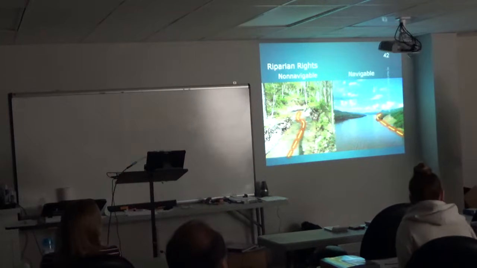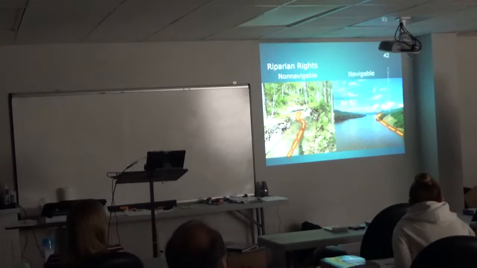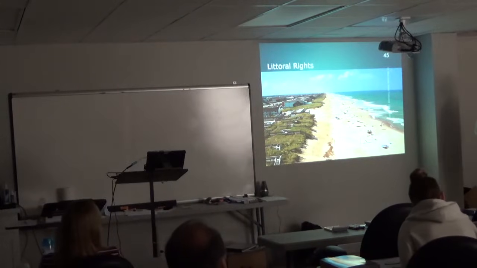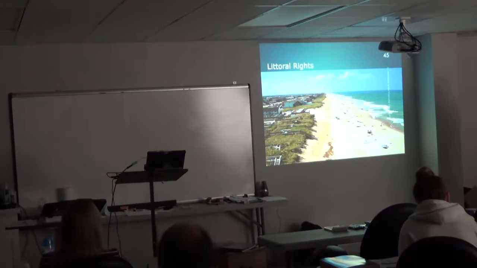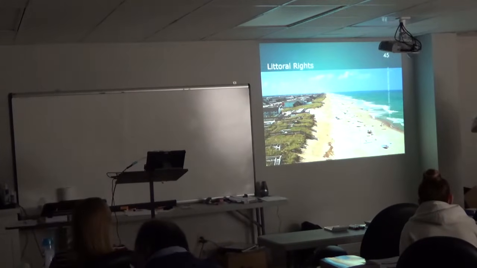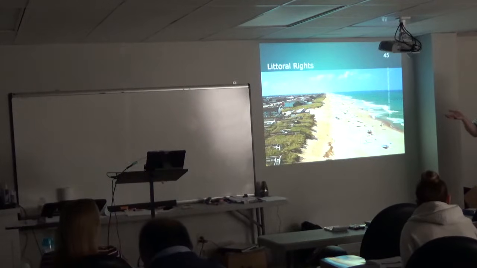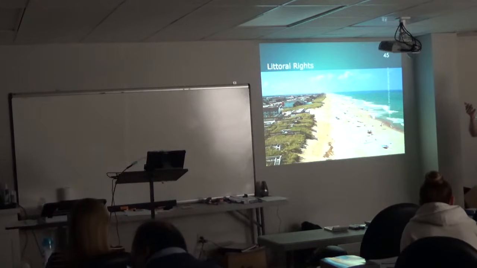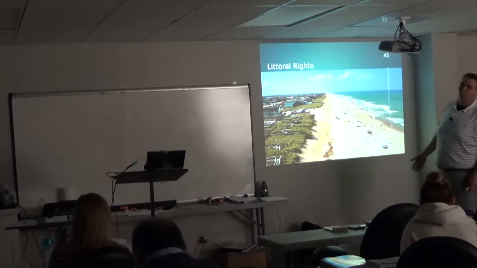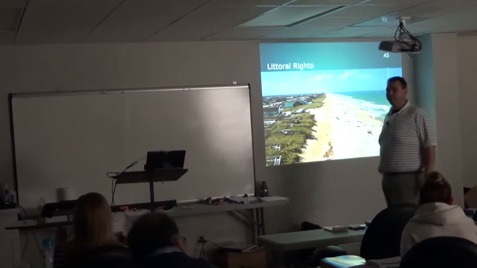Okay. So these are the riparian bodies of water. We still got to talk about the littoral bodies of water. Littoral bodies of water are easier to understand because we don't have to break them down into navigable versus non-navigable. A littoral body of water is an ocean, folks. It's always navigable. So we don't have to worry about that part of it.